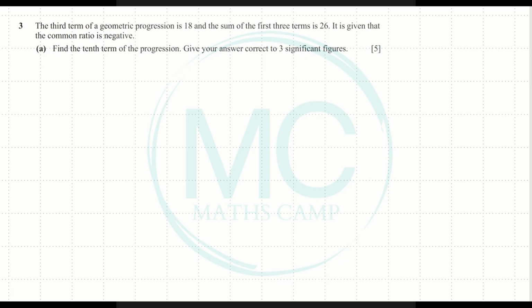Now, when working with a geometric progression, to find a term, we use the formula Tn is equal to a multiplied by r with an exponent of n minus 1. And we can use this to help us find the value of a and the value of r. The question says that the third term is 18. This means that ar squared is equal to 18.